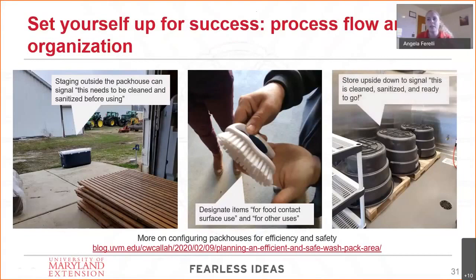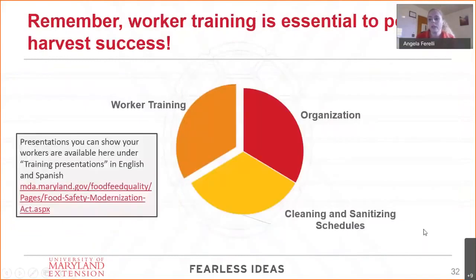And then finally, use a system that is visual and easy to read by your workers to indicate when something is clean and ready to use and when something needs to be cleaned and sanitized. So you can either store them in a specific place like we talked about earlier, or you can orient them in a specific direction. So here, everything that's oriented down is clean, sanitized, and ready to go. And to follow all this, our friends at the University of Vermont, again, have even more information about improving process flow in their blog.